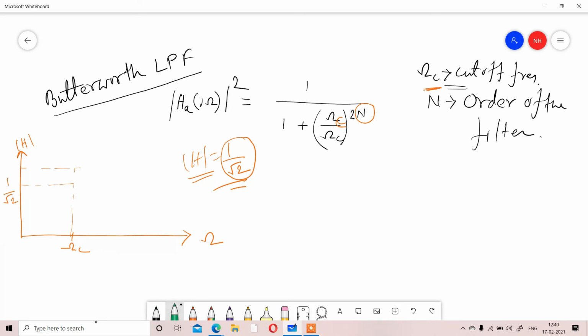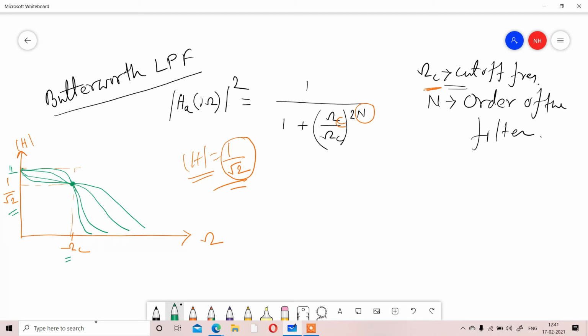So what will happen? All the filters will pass through that point. The magnitude at that point is 1 by root 2 and the frequency is omega c. So whatever filter you design, it will always pass through that point.